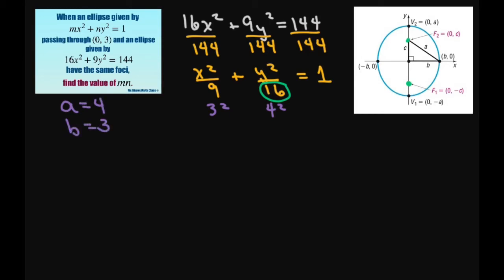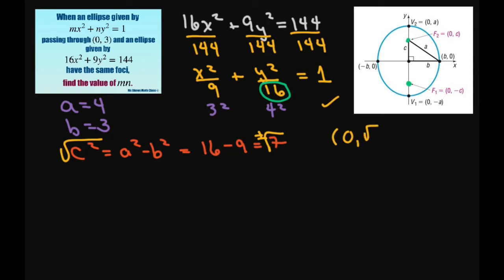Now we need c squared equals a squared minus b squared. So that's going to give me 16 minus 9, which equals 7. And then when you square root both sides, we get c equals plus or minus square root of 7. So our foci for this ellipse are going to be (0, square root of 7) and (0, negative square root of 7). So that again would be these two right here. All right, and it shares them with this ellipse. So they have the same foci, so that's going to be helpful.